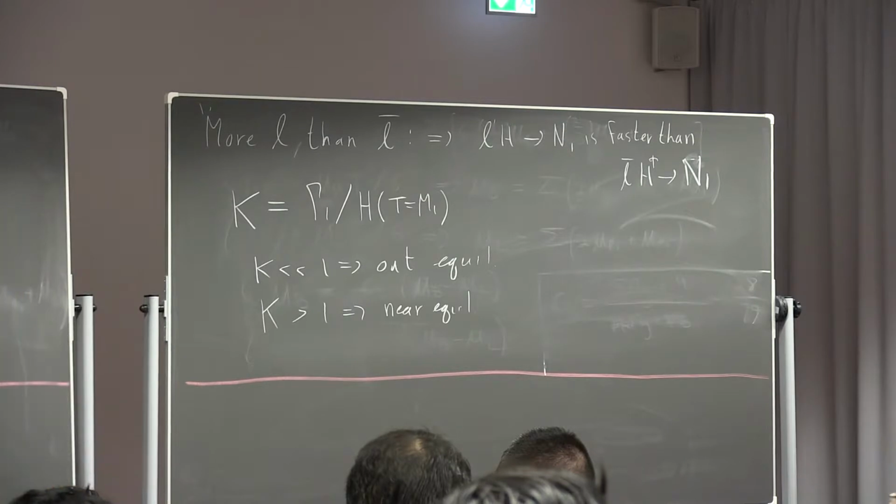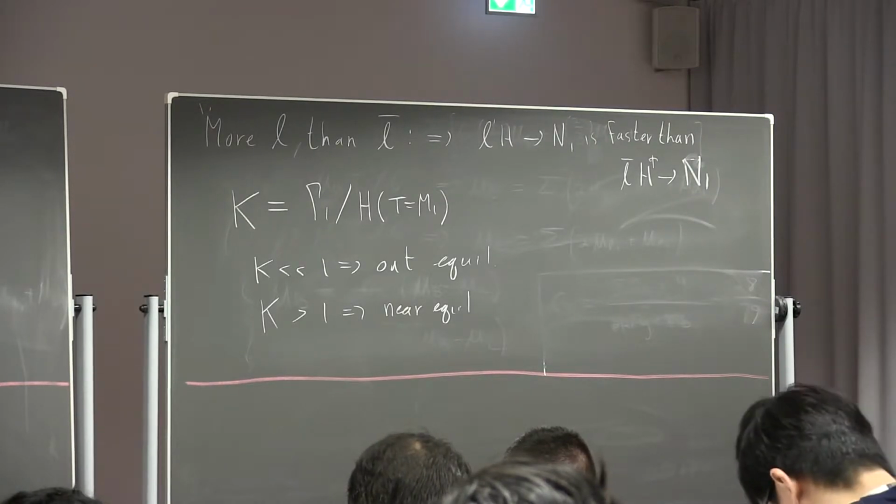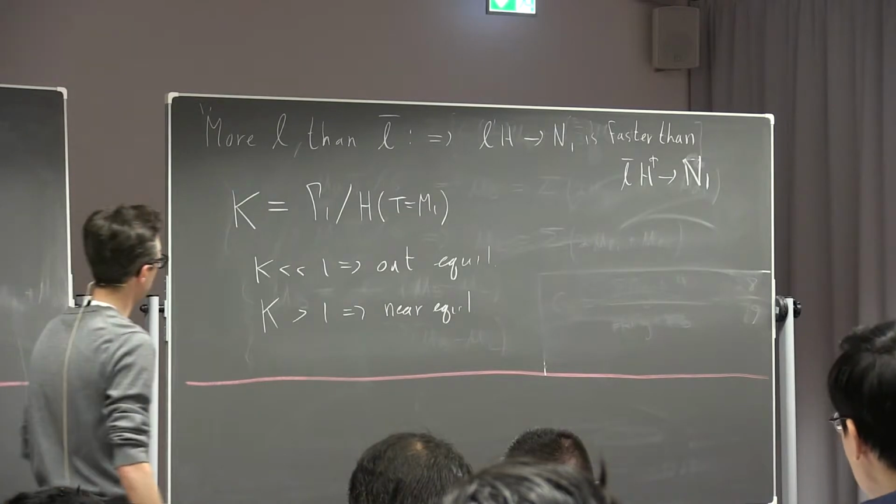There are approximate analytic solutions to these Boltzmann equations. Ultimately you just put them on a computer and solve them numerically. But there are nice approximate analytic solutions to these Boltzmann equations in these two limits.